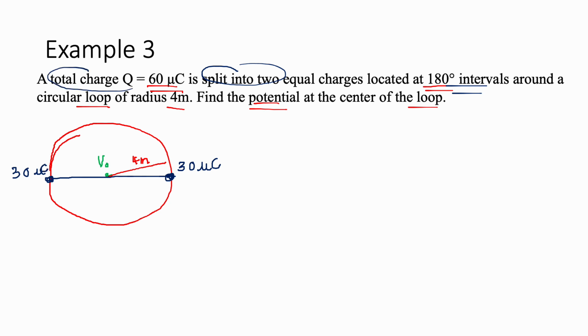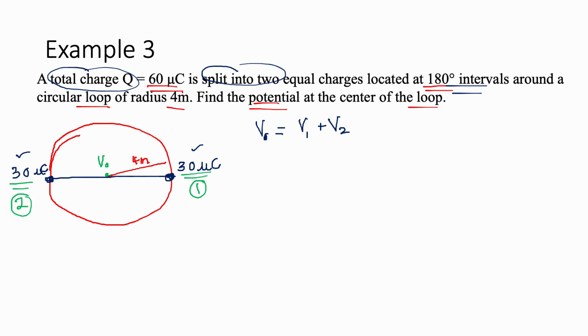Remember, this is the total charge of both of these two charges. So 30 micro plus 30 micro, it can be 60 microcoulomb. We need to find the V naught at the center of the loop. Therefore, the potential at the center is equal to V for the first charge plus V for the second charge. Let's give this one as the first charge, and this as the second charge.